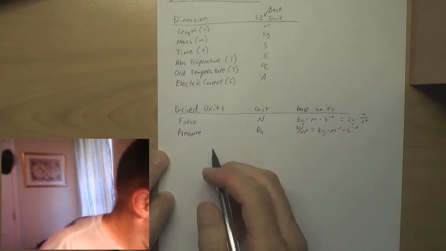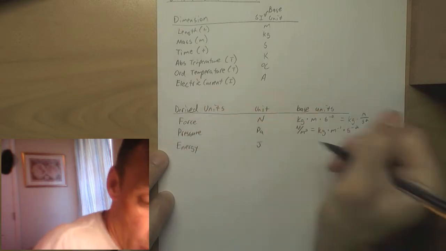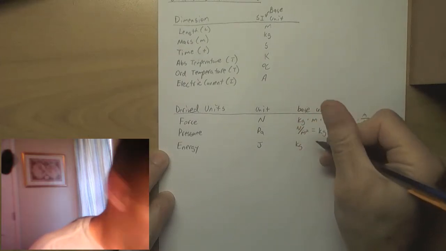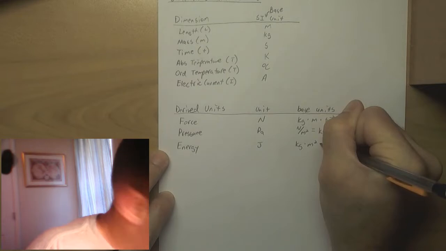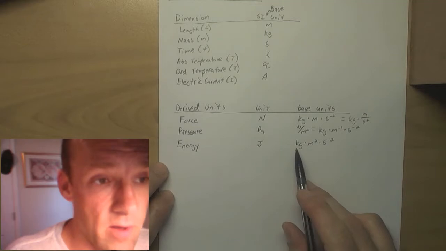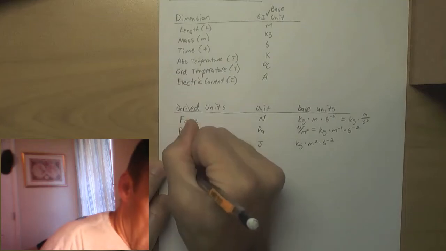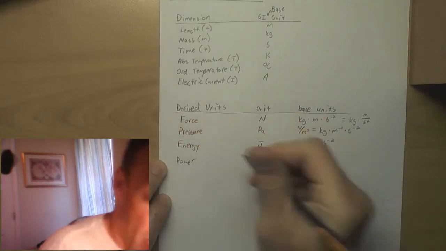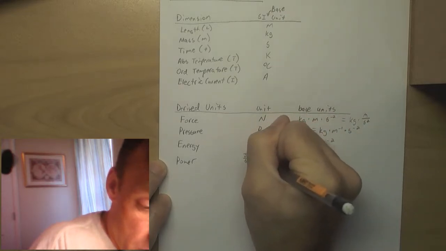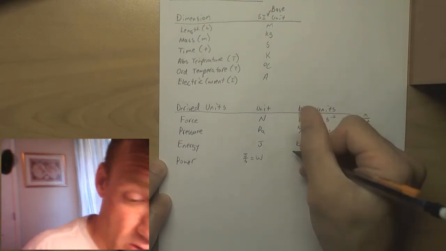Okay. Then there's energy, and it has units of joules, and joules can be decomposed into base units in that way. So I've got kilograms times meters squared divided by seconds squared. And then power, which is just joules per second or watts. And so just divide joules by seconds and you get the base units.